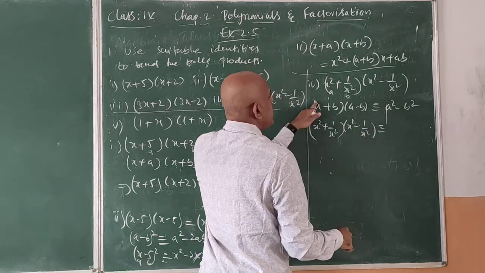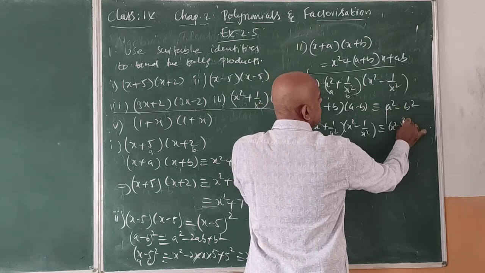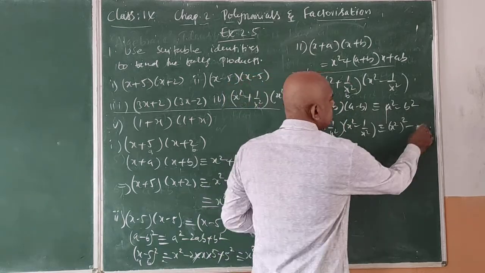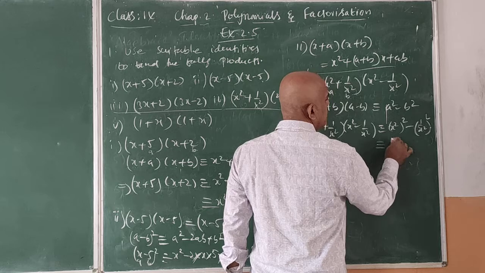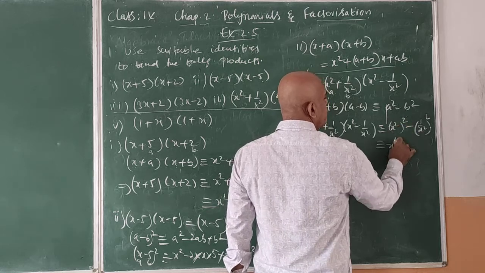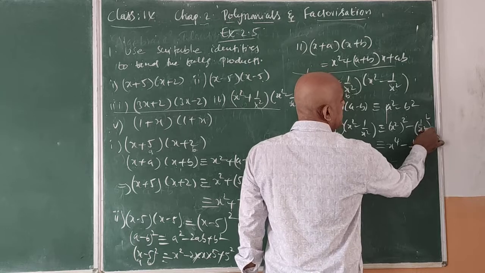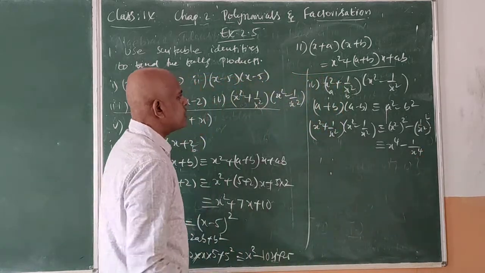a square, first term square. A square means first term square. First term is what? x square. Whole square, minus b square. b square means what? Second term square. Second term is what? 1 by x square, whole square. That is equivalent to x power 4, since 2 into 2 is 4, minus 1 square, which is 1. x square whole square means x power 4. So x power 4 minus 1 by x power 4.